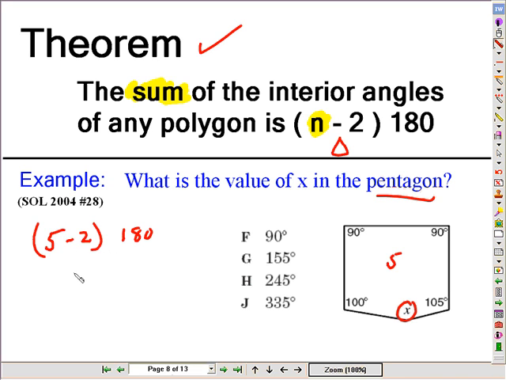Pentagon being 5, take away 2, times 180 degrees. The sum of all these angles has to be 540. So if I do 90 plus 105 plus 100, how much is left over to create a grand total of 540? And you'll get an answer of 155. Then again, estimation, it also looks like 155, so that makes sense.